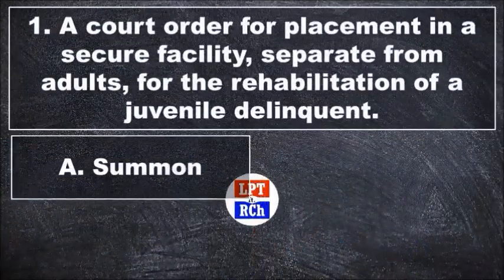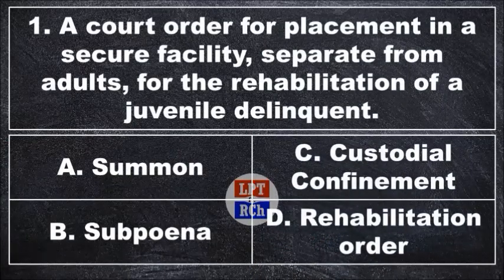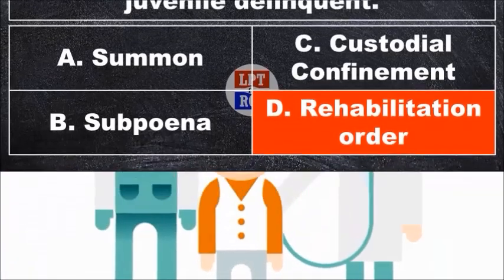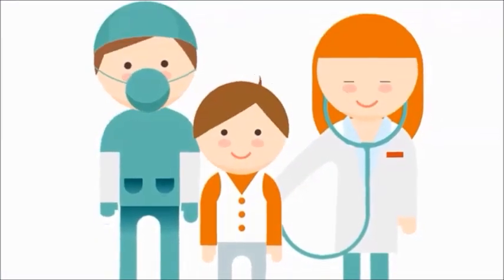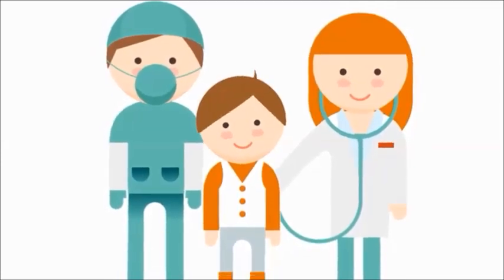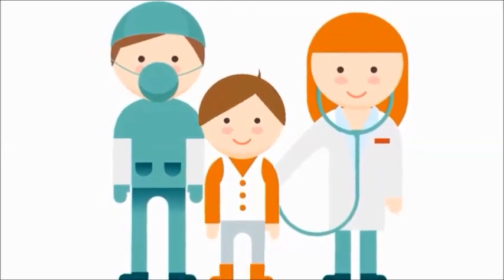1. A court order for placement in a secure facility, separate from adults, for the rehabilitation of a juvenile delinquent. A. Summon. B. Subpoena. C. Custodial confinement. Or D. Rehabilitation order. The correct answer is D. Rehabilitation order. Youth Rehabilitation Center is a residential care facility which provides care, treatment and rehabilitation services for children in conflict with the law.